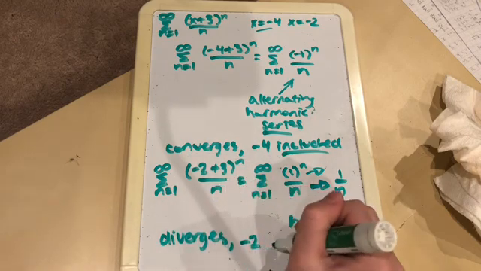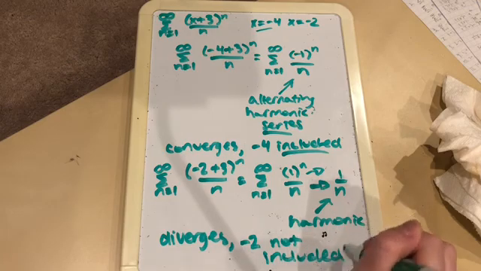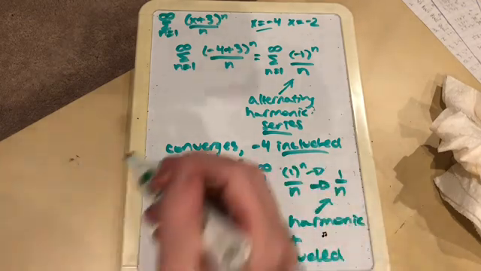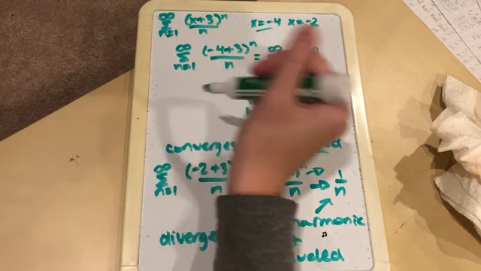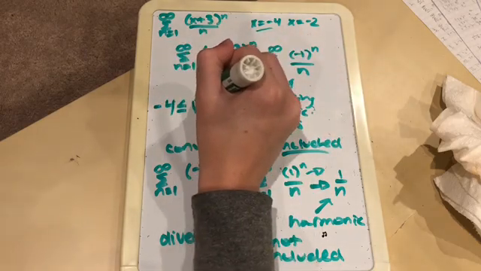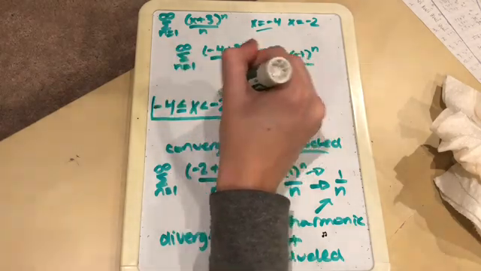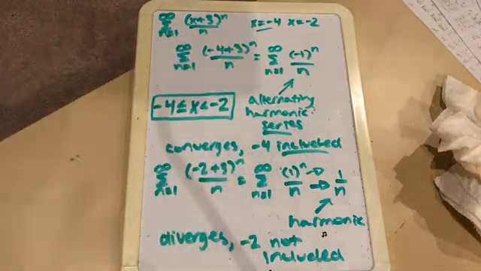So -2 is not included in our interval of convergence. So then our final answer, if we write it out like this, would be -4 is less than or equal to x, which is less than -2. And that's your full interval of convergence.